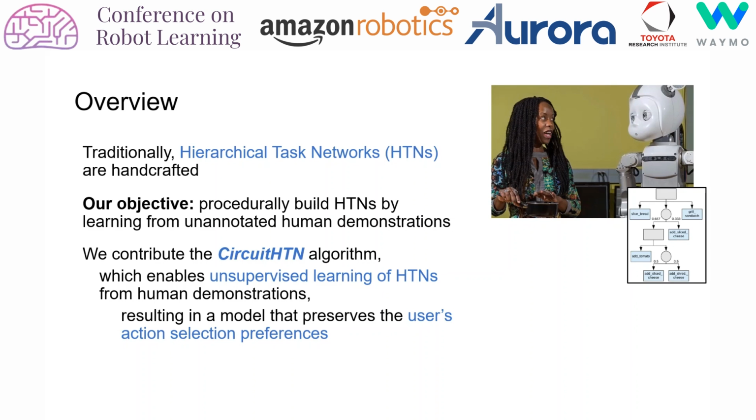Traditionally, HTNs are often handcrafted and require significant domain knowledge and engineering effort. We present a method to procedurally learn HTN structures from unannotated human demonstrations. We contribute the CircuitHTN algorithm, which enables unsupervised learning of HTN from human demonstrations, resulting in a model that preserves the user's action selection preferences.